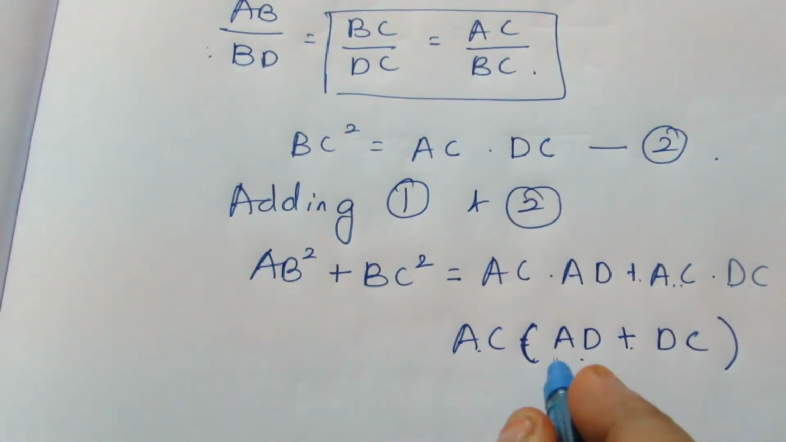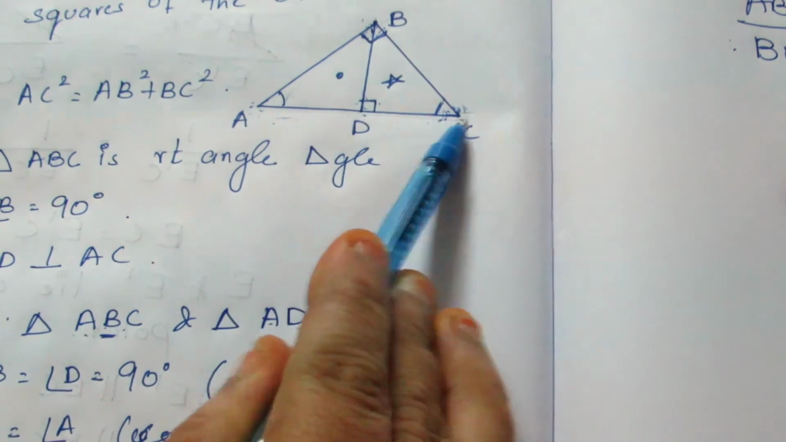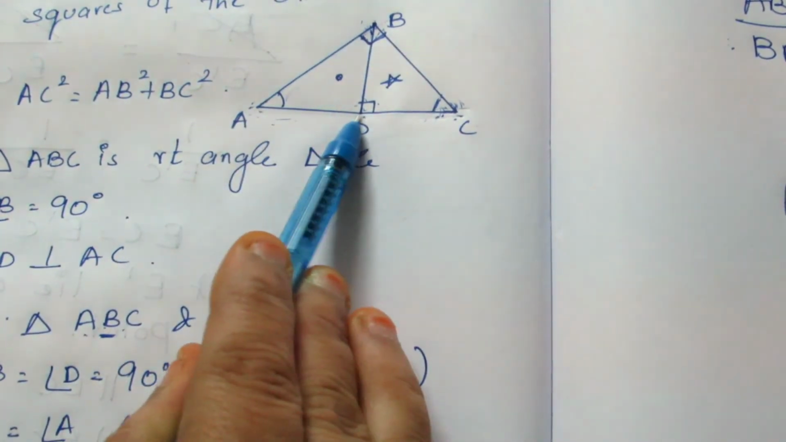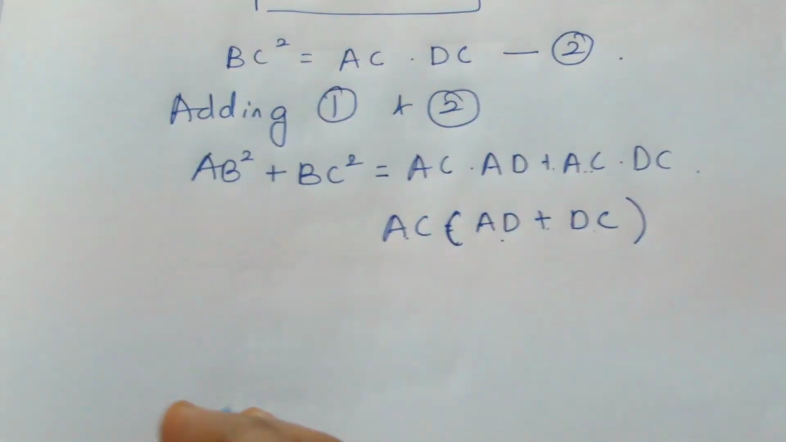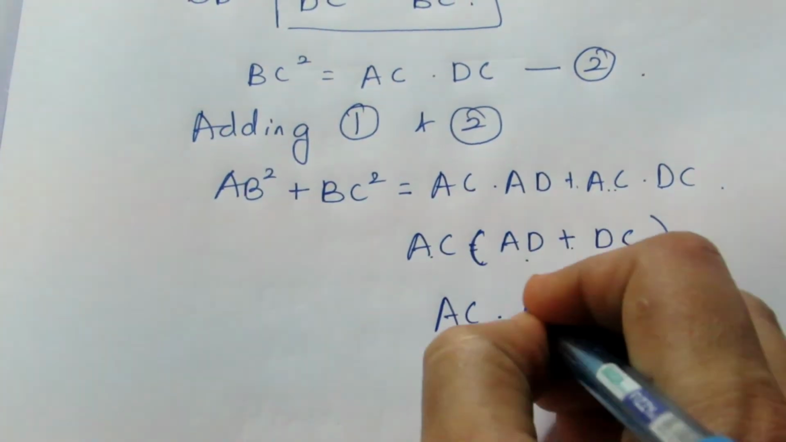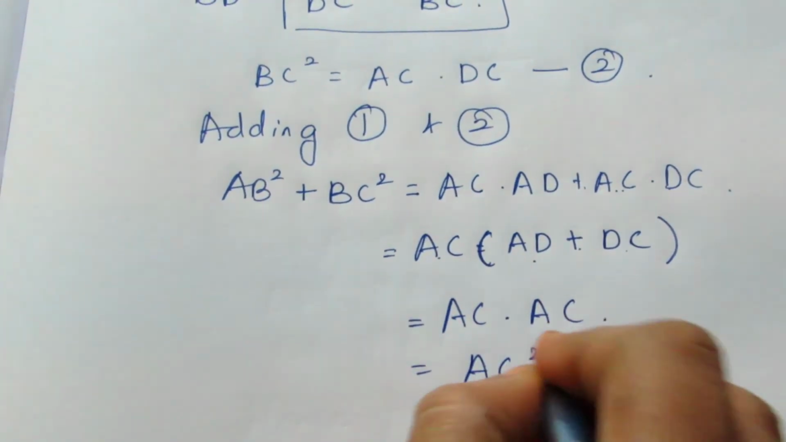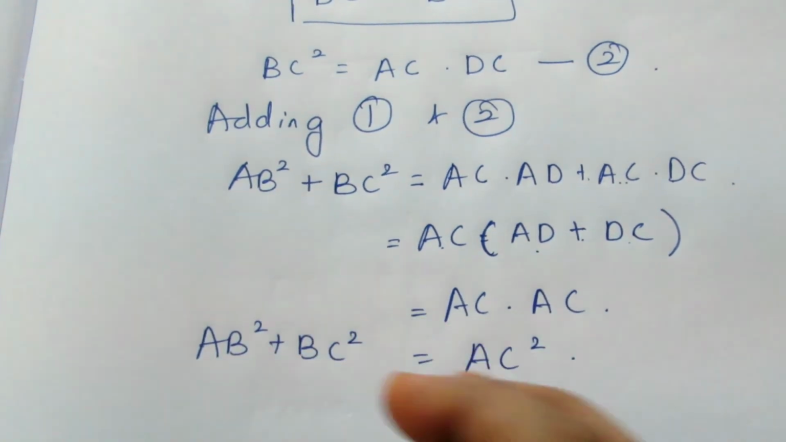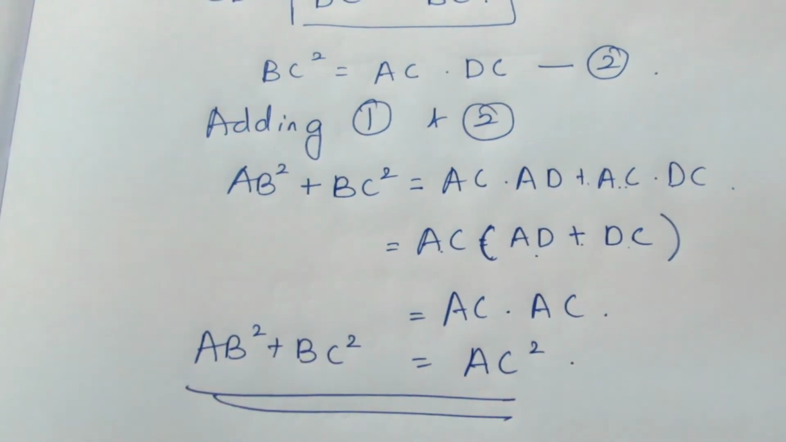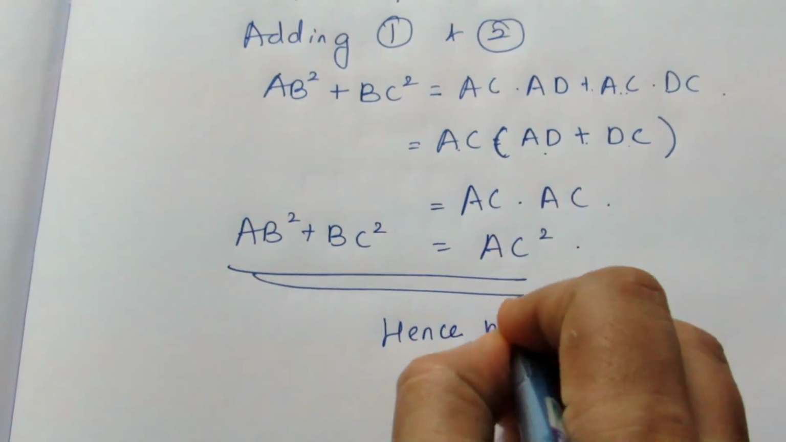Now check the diagram about AD and DC. Here AD plus DC is nothing but what? AC. So instead of AD plus DC, we can write AC. So it becomes AC into AC, which is nothing but AC square. AB square plus BC square is AC square. This is what we need to prove. We have proved it, so we can write hence proved.